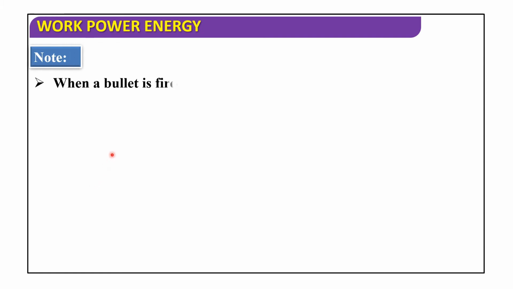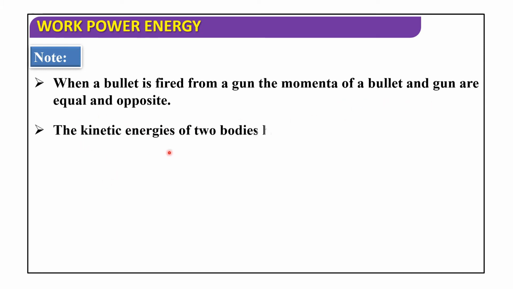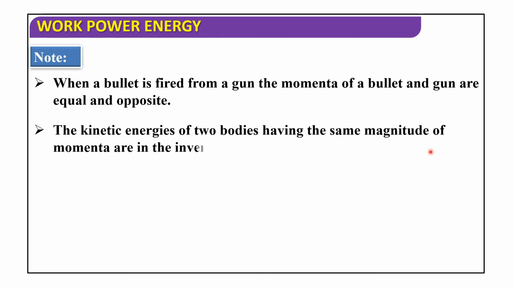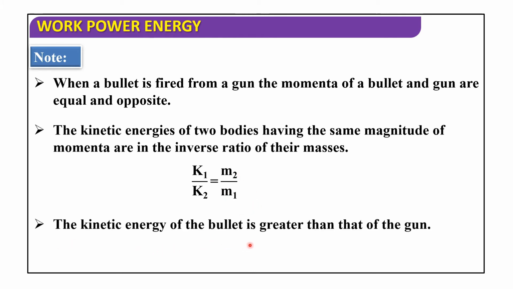Now I'll discuss an important note. When a bullet is fired from a gun, the momentum of the bullet and the gun are equal and opposite. So the kinetic energies of two bodies having the same magnitude of momenta are in the inverse ratio of their masses. So K1 by K2 is equal to m2 by m1. The kinetic energy of the bullet is greater than that of the gun.